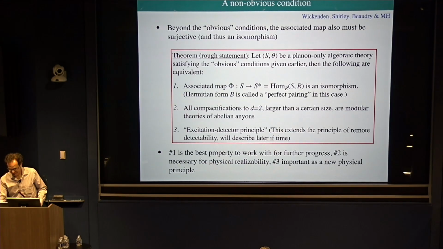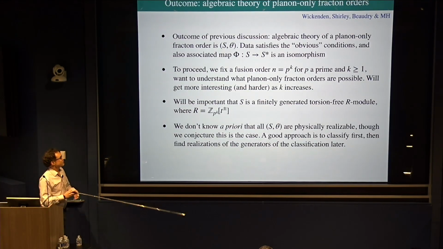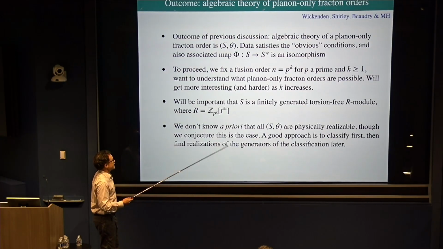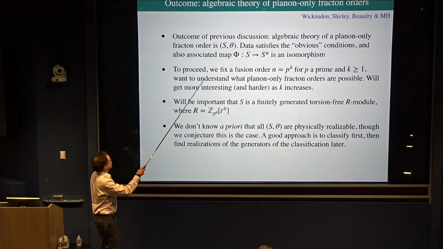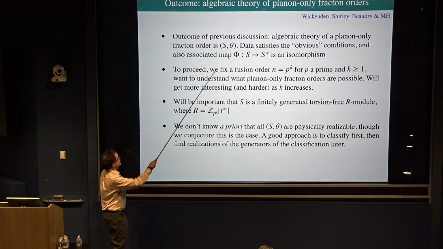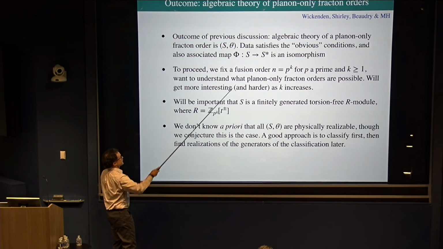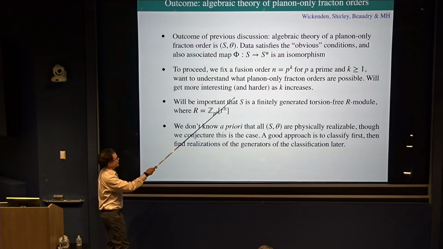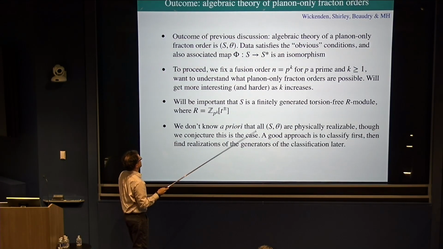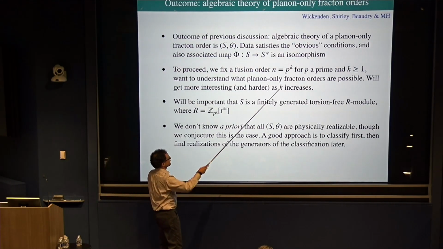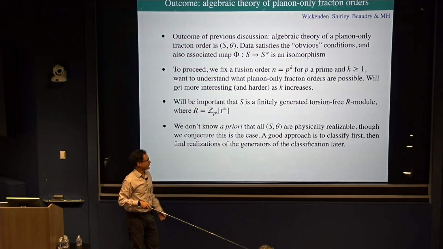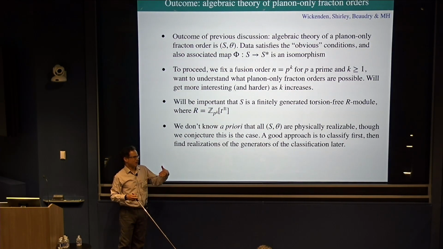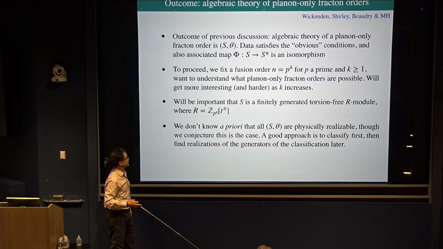So there's sort of an outcome of this part of the story, which is that we know what we believe the algebraic theory of a planar-only Fracton order is. It's a pair (S, theta) where this associated map has to be an isomorphism. Okay? And so to proceed, we'll always take the fusion order to be a prime power, p to the k, and we'll try to understand these theories, and that problem will be easier for small values of k, and it's going to get harder and more interesting as k increases.